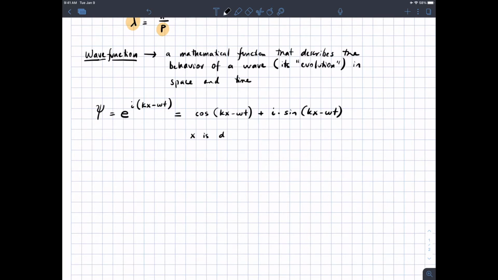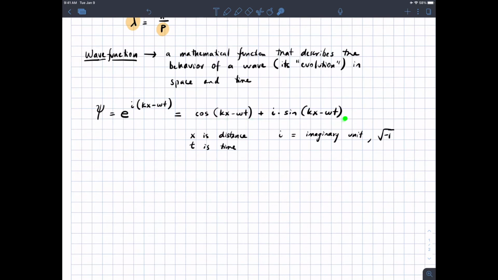where x is distance and t is time. e is the exponential number, 2.718 and so on. i is what we're going to call the imaginary unit, or in other words, the square root of -1. I don't expect you to know or derive how this that I'm circling here, e to the i theta, is equal to this over here on the right-hand side.